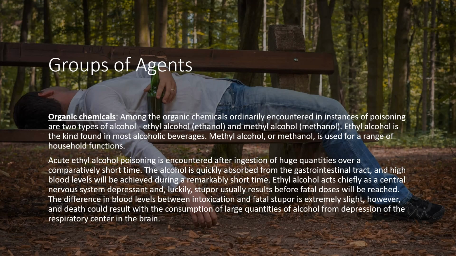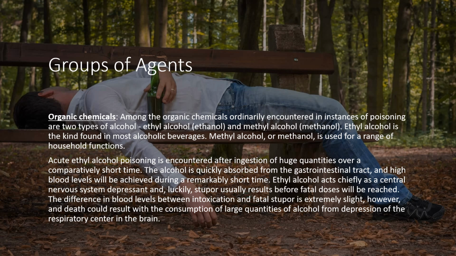Now let's consider groups of agents, beginning with organic chemicals. Among the organic chemicals ordinarily encountered in instances of poisoning are two types of alcohol: ethyl alcohol, which is ethanol, and methyl alcohol, which is methanol. Ethyl alcohol is the kind found in most alcoholic beverages. Methyl alcohol, or methanol, is used for a range of household functions.